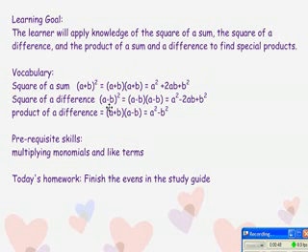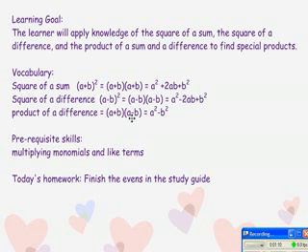Square of a difference is almost the exact same thing, except there's a minus sign. And because there's a minus sign in the original problem, there's a minus sign right there in the shortcut. So again, it's the first term squared minus 2 times the first term times the second term plus the second term squared.